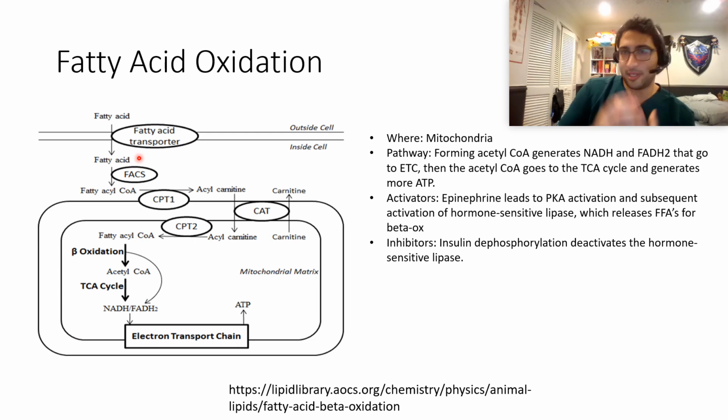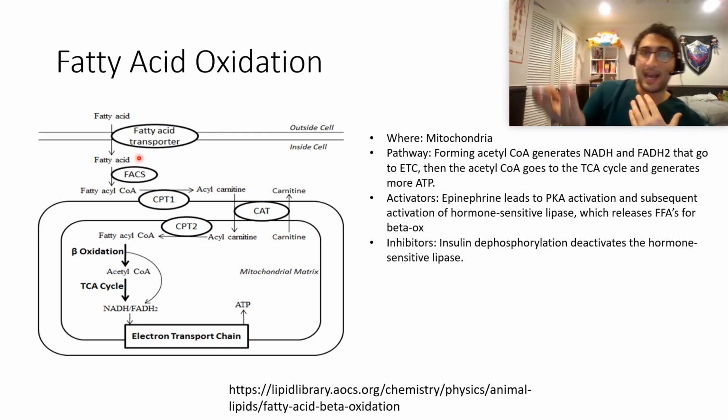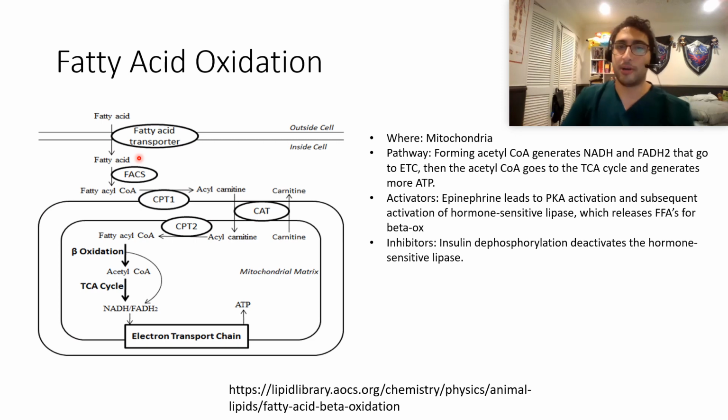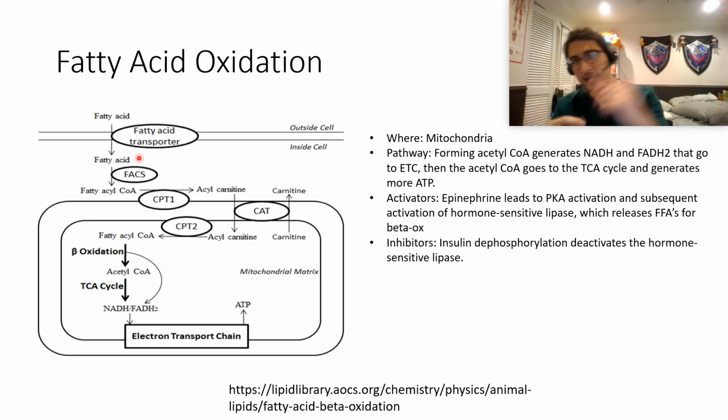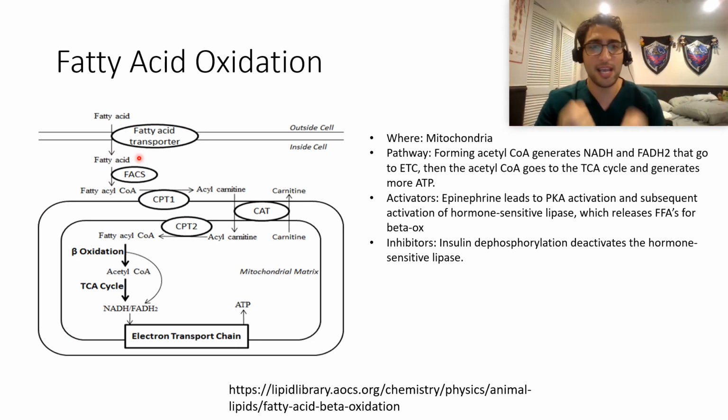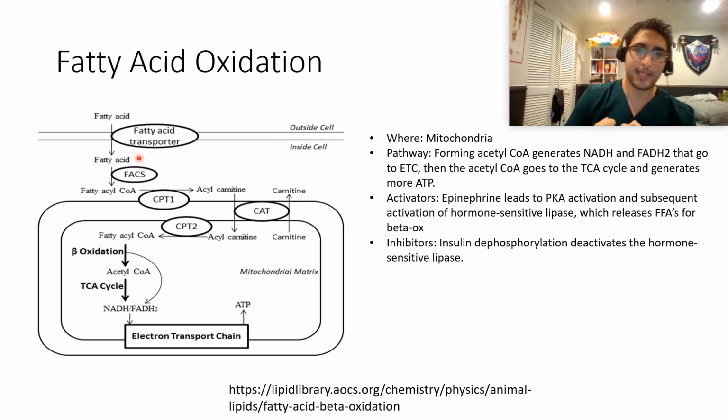Right, which brings us to the other side of the coin, which is the fatty acid oxidation. And that's happening in the mitochondria, where the acetyl-CoA is going to generate NADH and FADH2, and then that's going to go to the electron transport chain, and then the acetyl-CoA is going to go to the TCA cycle and merge with oxaloacetate, and around it goes, and all happy days. And the point is, you got nice, juicy ATP for all your body's needs.